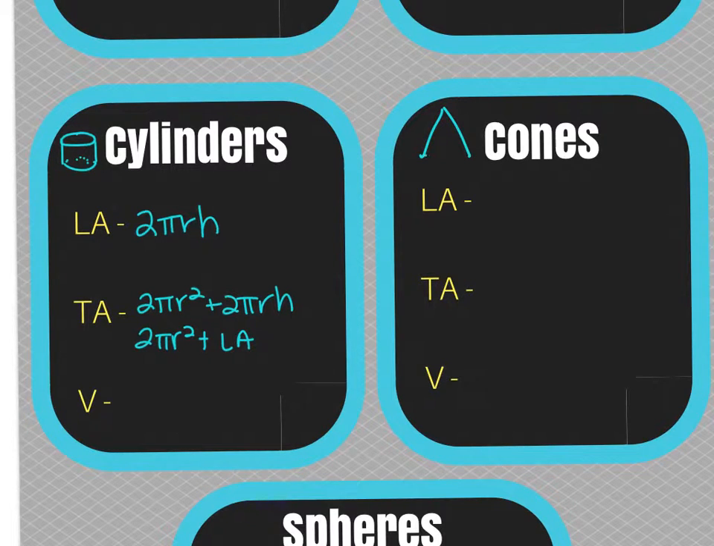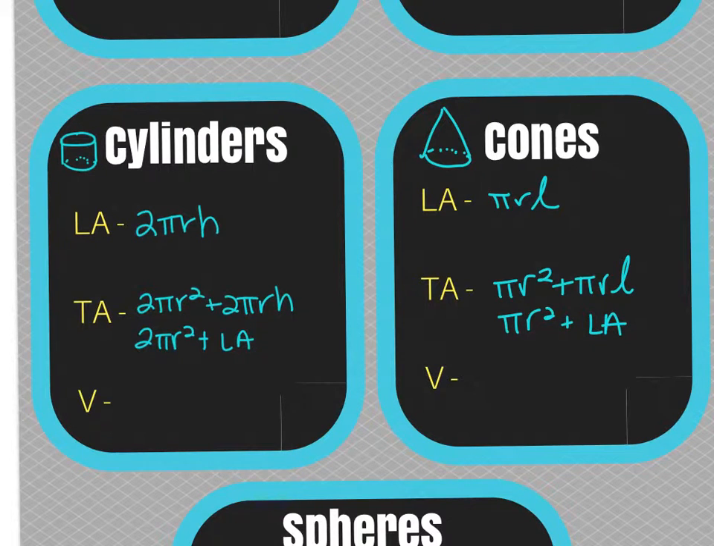And then the cone, which is a pyramid with a circle as its base. Lateral area is pi r l. Total area is one base, so pi r squared plus pi r l, or pi r squared plus the lateral area.